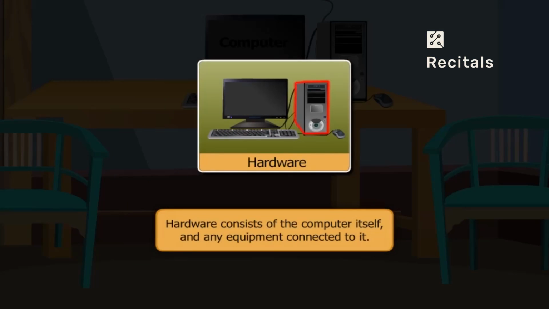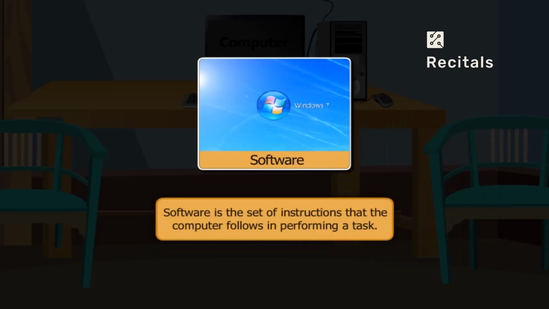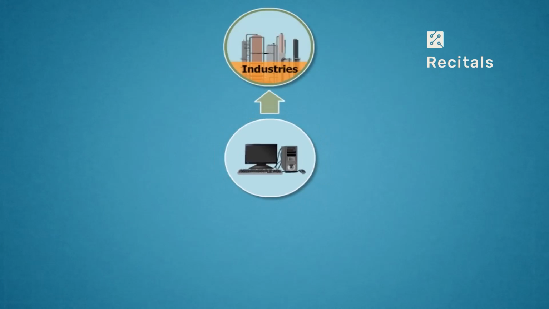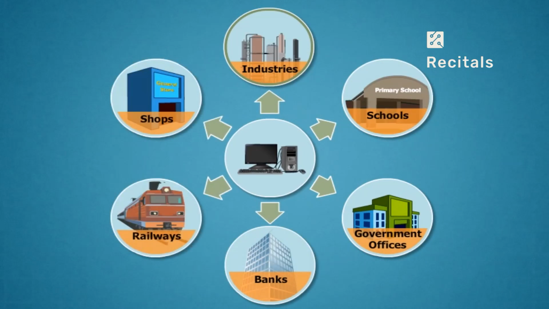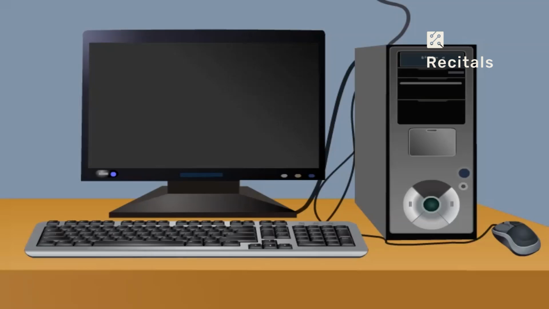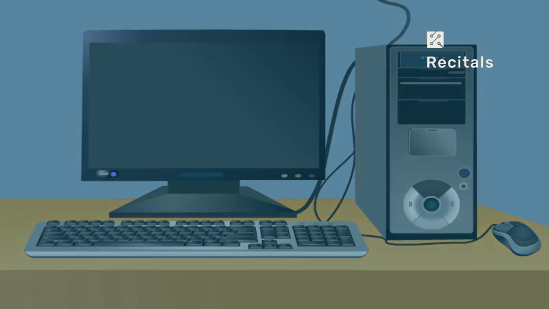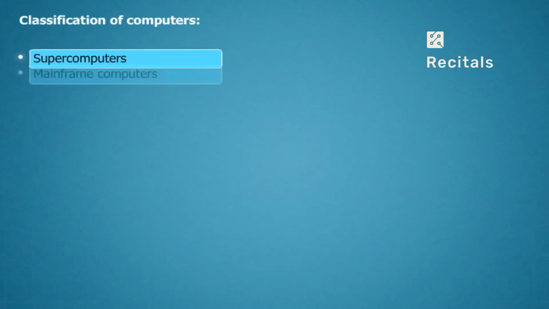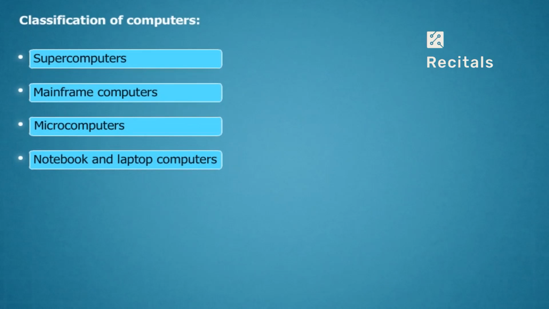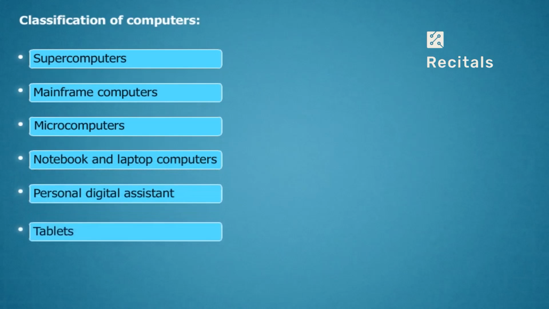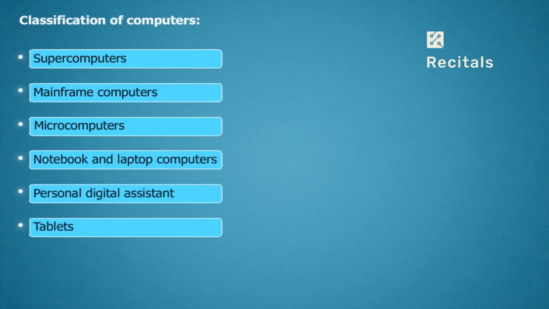A computer is a collection of hardware and software components that help us accomplish many different tasks. Hardware consists of the computer itself and any other equipment connected to it. Software is the set of instructions that the computer follows in performing a task. Today, computers are used in industries, schools, government offices, banks, railways, and shops. By using computers, we save a lot of time, effort, and money. On the basis of their size and performance, computers can be majorly classified as supercomputers, mainframe computers, microcomputers, notebook and laptop computers, personal digital assistants, and tablets. Click each type to know more about it.